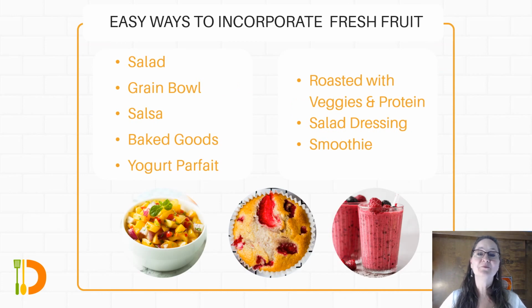If you need some more ways to incorporate fruit into everyday meals, look no further. Fruit can be used in salads, salad dressings, grain bowls, salsas, and chutneys, baked goods, yogurt parfaits, smoothies, and even roasted along with vegetables and protein for some added sweetness. An example of this would be roasted Brussels sprouts with apples and thyme. Roasted grapes are also delicious to experiment with.